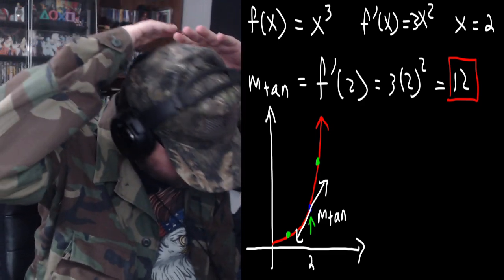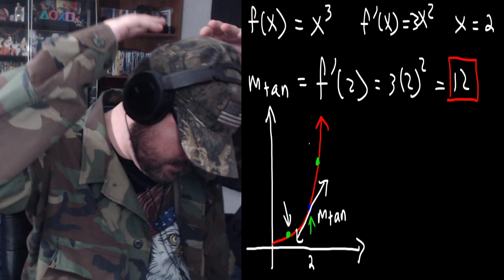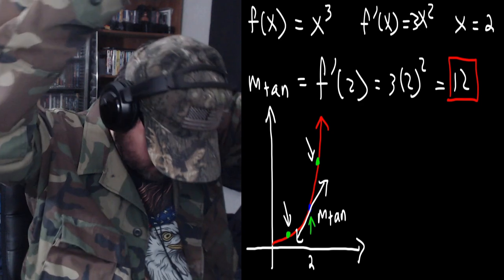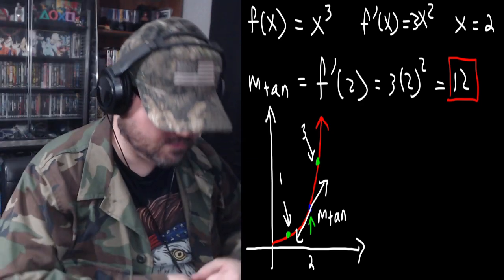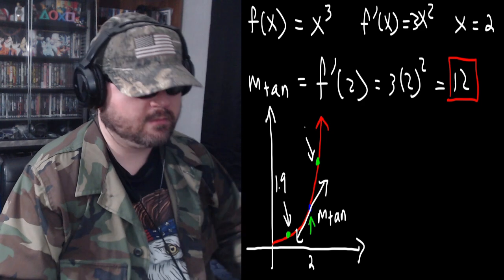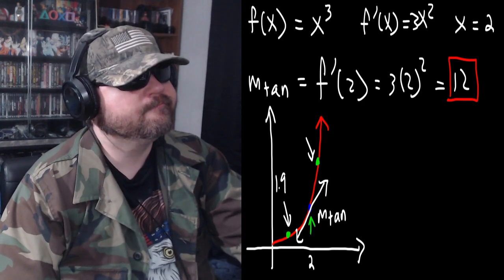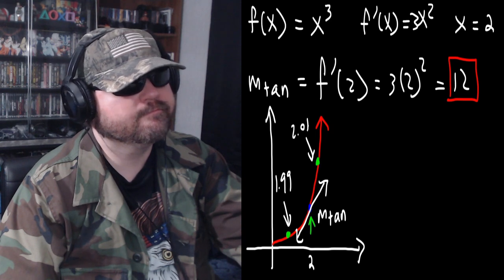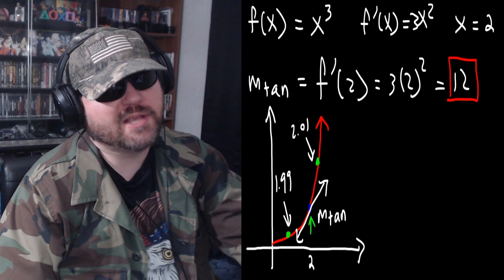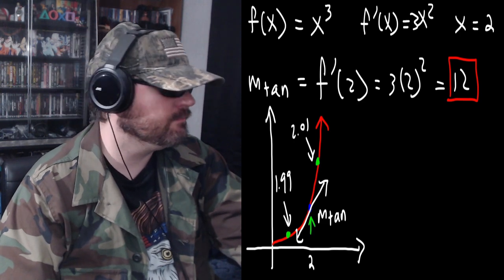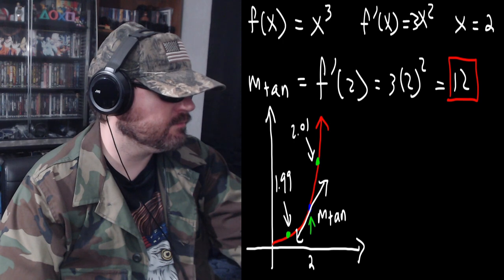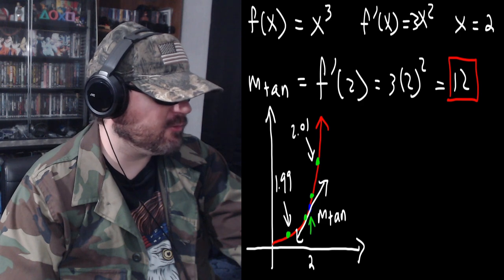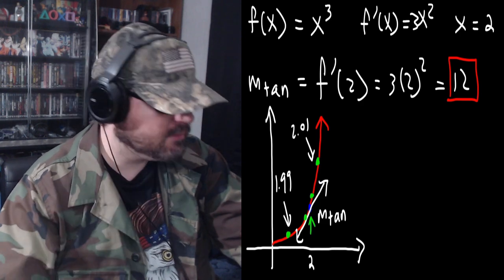So this point is 2. We need to choose 2 points such that the midpoint of those 2 points is equal to 2. So we could use 1 and 3 for an example. We can use 1.9 and 2.1, or we could use 1.99 and 2.01. In each of those cases, 2 is the midpoint. But we're going to see what happens to the slope of the secant line as the 2 points get closer and closer to the slope of the tangent line.